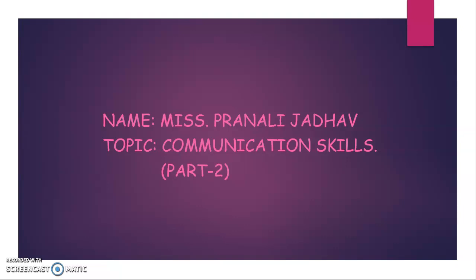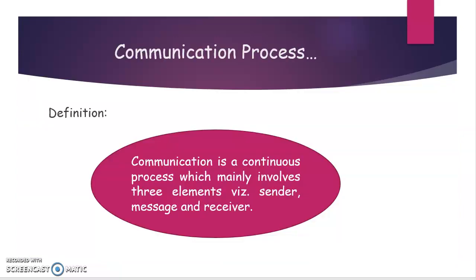So before seeing the process, let's see the definition of communication process. Communication is a continuous process which mainly involves three elements: sender, message, and receiver. So the communication process starts with the sender and ends with the receiver. But there are various elements in between. We will see them. But before that, what is communication process? It is a continuous process which mainly involves the three elements: the sender, then the message, what message is conveyed, and the receiver who receives the message.